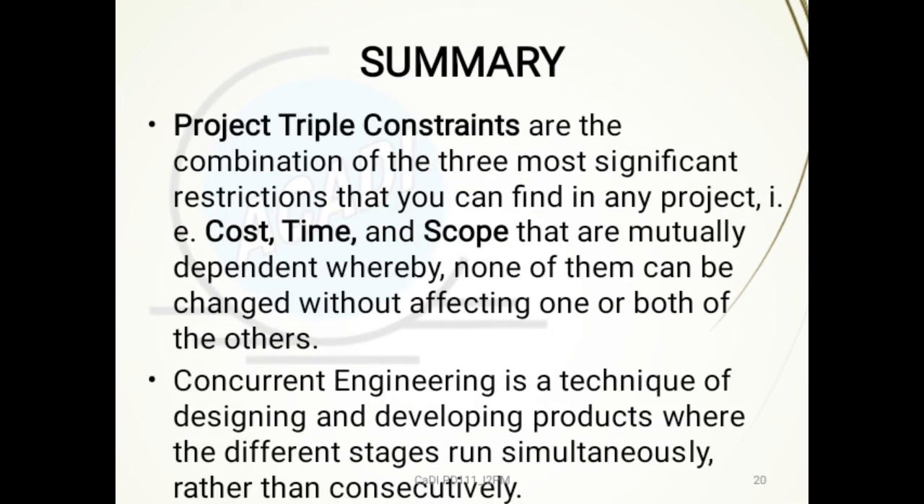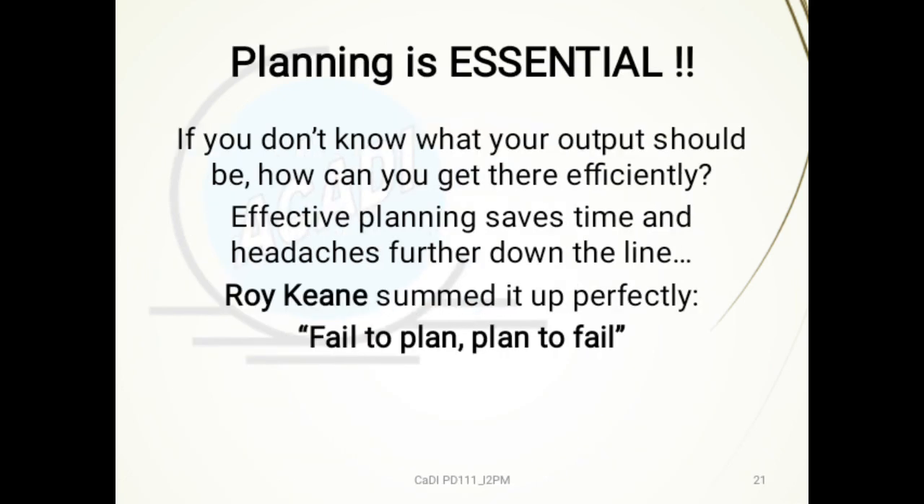Summary: project triple constraints are the combination of the three most significant restrictions that you can find in any project, that is, cost, time, and scope, that are mutually dependent, whereby none of them can be changed without affecting one or both of the others. Concurrent engineering is a technique of designing and developing products where the different stages run simultaneously rather than consecutively.